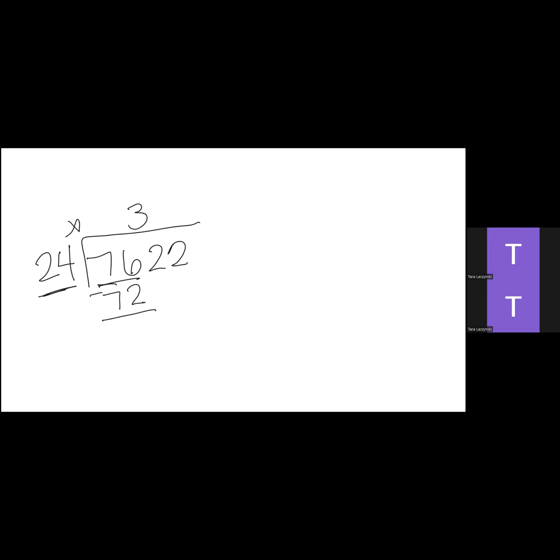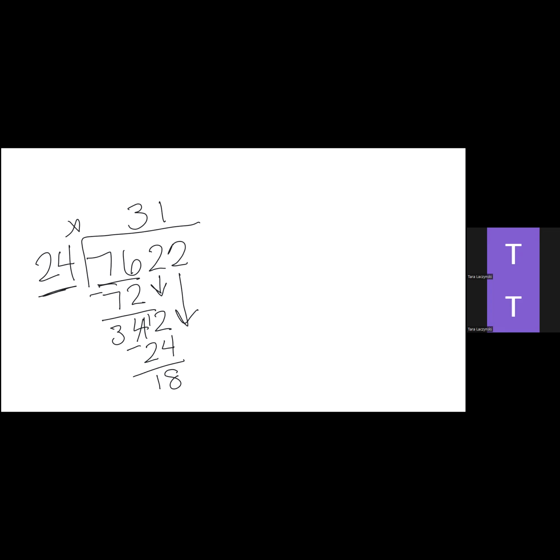We subtract 76. Take away 72 is 4. 4 is smaller than 24. I'm on the right track. Bring down my 2. 24 goes into 42 only one time. So I'm going to take away 24 this time. And when I do that, 42 take away 24 leaves me with 18. 18 is still smaller than 24, so I am on the right track.